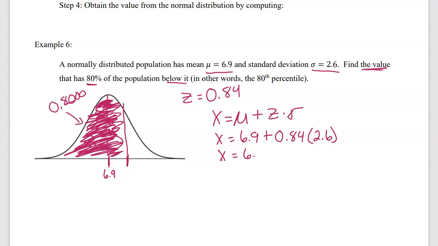And so we get 6.9 plus 2.184. So our x value becomes 9.084. This is the actual value you're looking for. And in the next video, we're going to do a couple more of these.